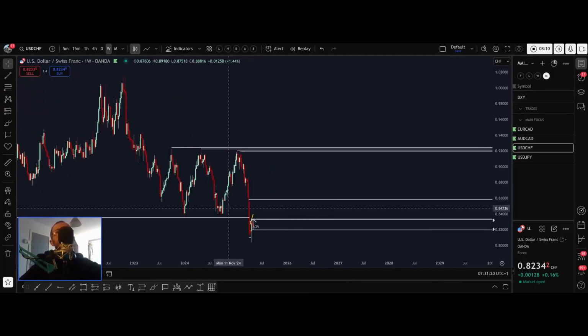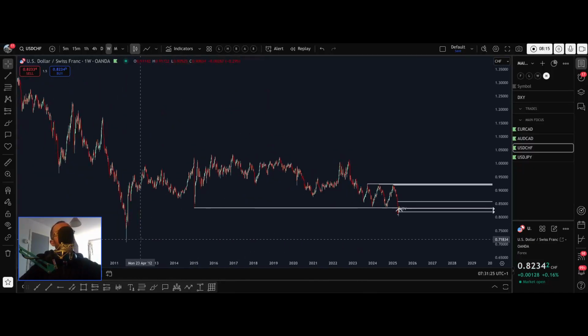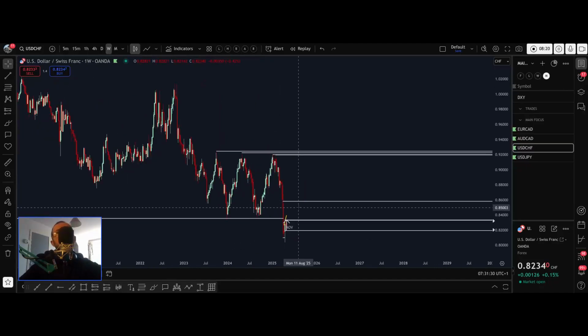Okay, this could be an impulse correction continuation to push lower down to here, but from a macroeconomic point of view, I'm not so convinced of that at this moment in time.